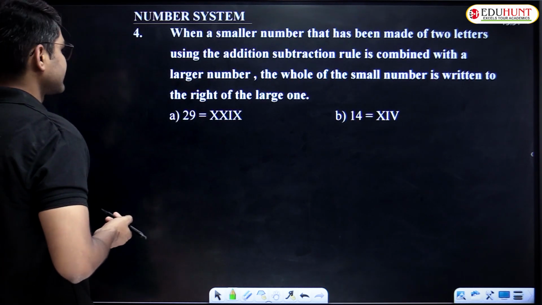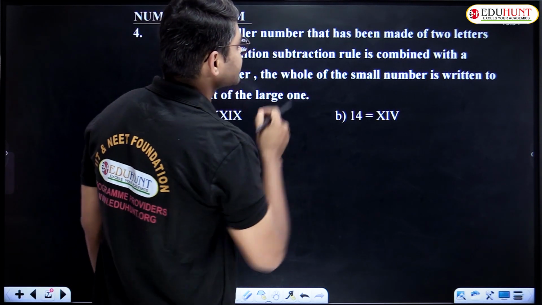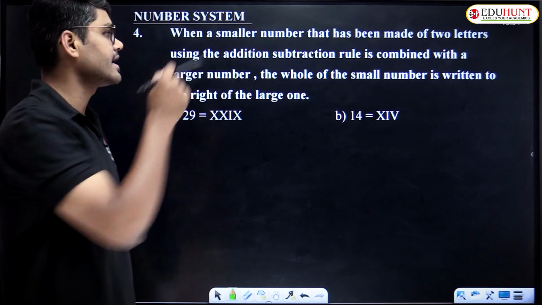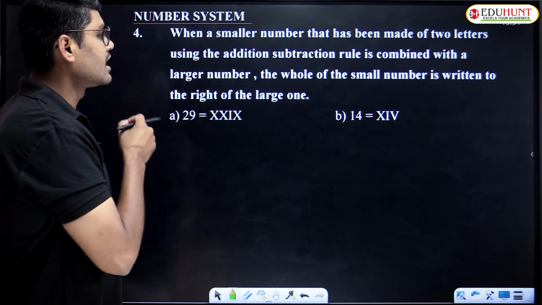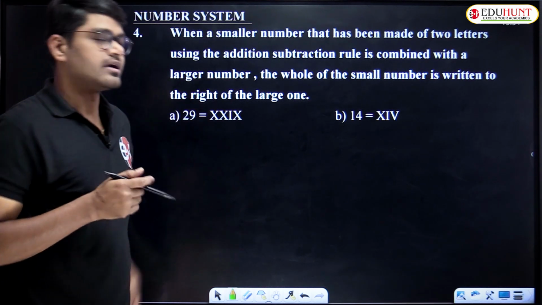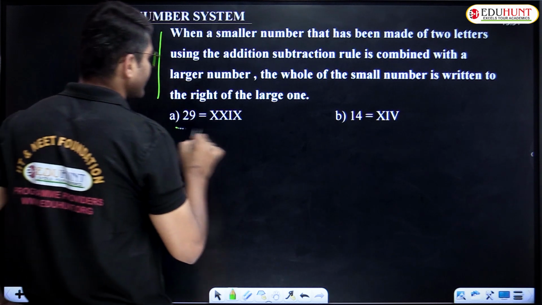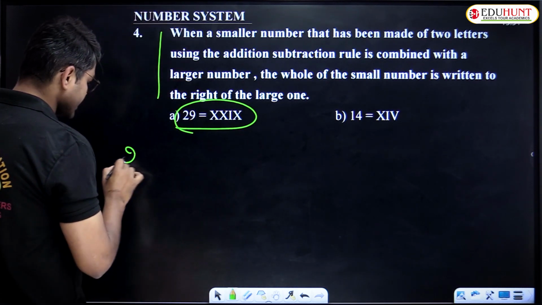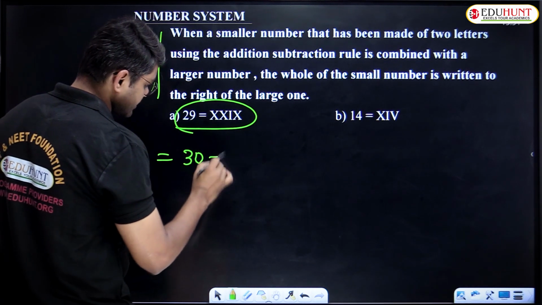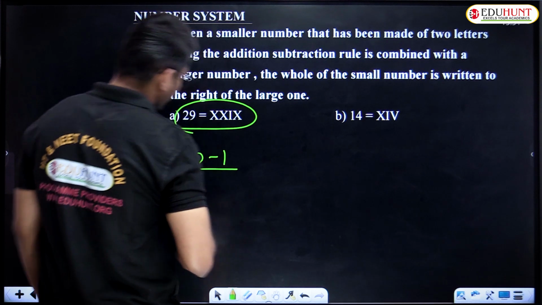Let's move on to the next rule. When a smaller number made of 2 letters using the addition-subtraction rule is combined with a larger number, the whole of the small number is written to the right of the larger one. Leave the statement, just understand the concept. 29, how can we write 29? Already I wrote it. Is it 30 minus 1? 30 minus 1 is nothing but 29.